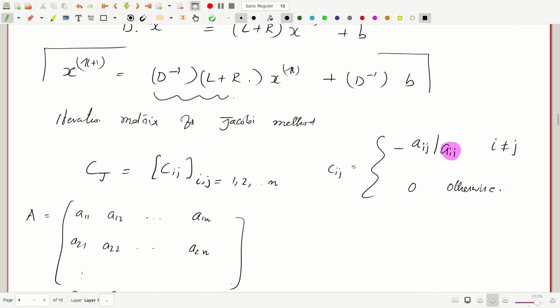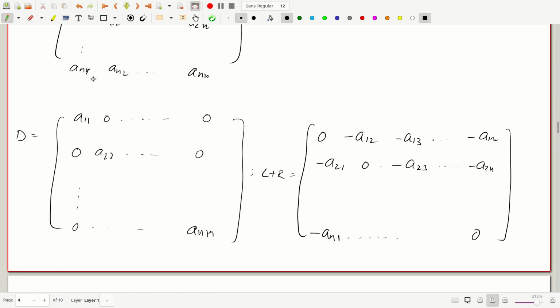How does this look? So that is basically D inverse times L plus R. If I call this B upon A_ii, then I can write, using I and J indices, this particular formula as follows.